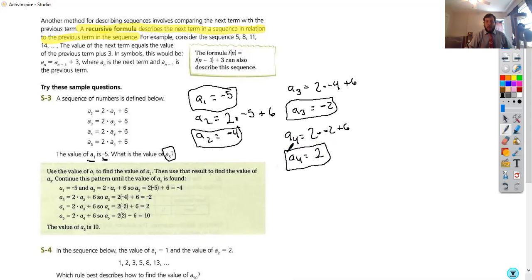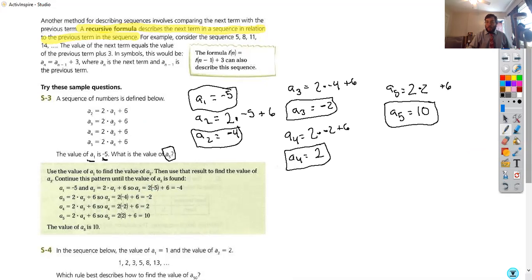So now we have A4, and we can finally use A4 to find A5. So we have A5 is equal to 2 times our value of A4, which is 2, then plus 6. So A5 equals 2 times 2, which is 4, plus 6 is 10. And that finally answers our question, what is the value of A5? So in order to find A5, we couldn't just substitute 5 for n in our formula. We had to go through and find each term before it using the recursive sequence there.